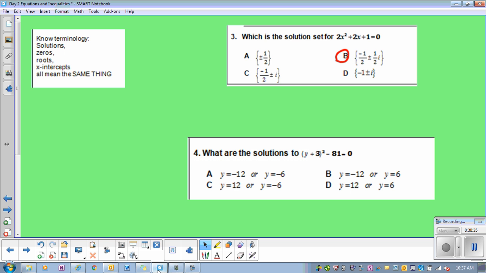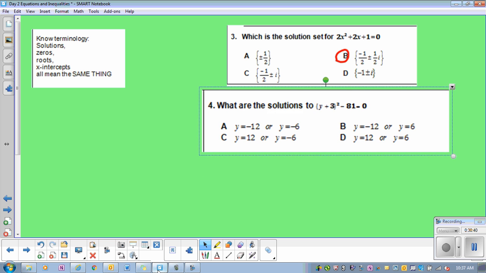Good. How about number 4? What are the solutions to this? Listen, you can plug in your answers. Well, you have 2 answers, so just make sure that you do both of them. But you want to try actually solving this one out, because this one's fun.